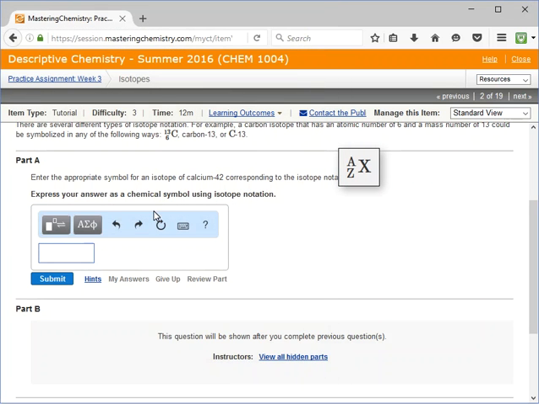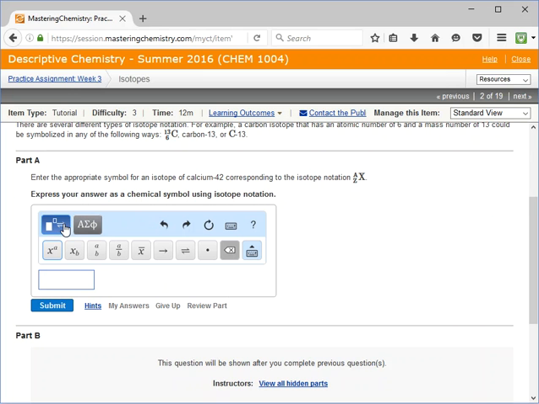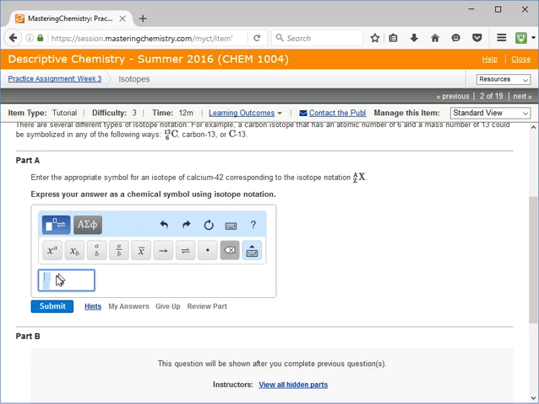And I think possibly what happened to some of you is just entering it into this mechanism. So if you look in here, I want to put in calcium, it says enter the appropriate symbol for an isotope of calcium 42, according to the isotope notation. Okay, and so when you come into here, what you want to do is, and you'll notice that I have this AB thing here, so it's stacked up in here.